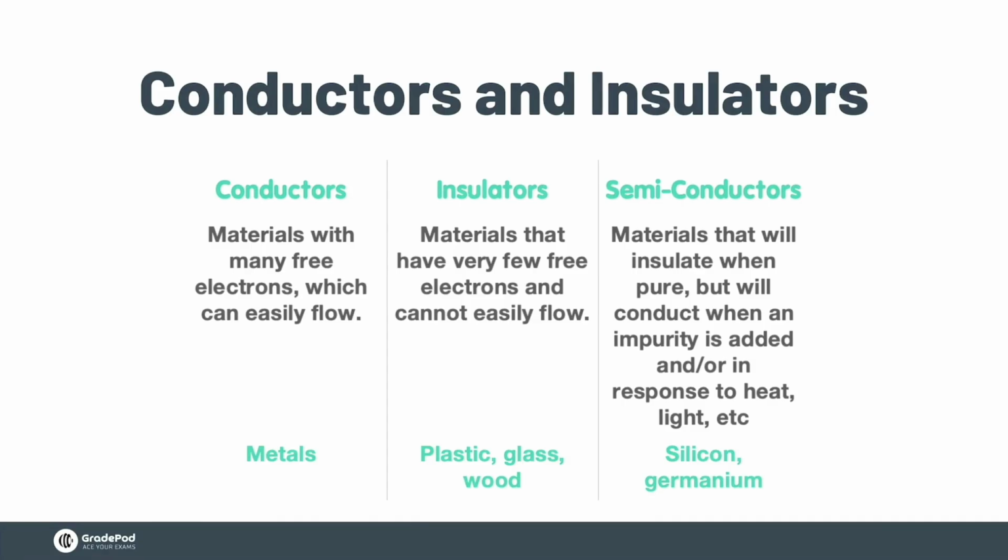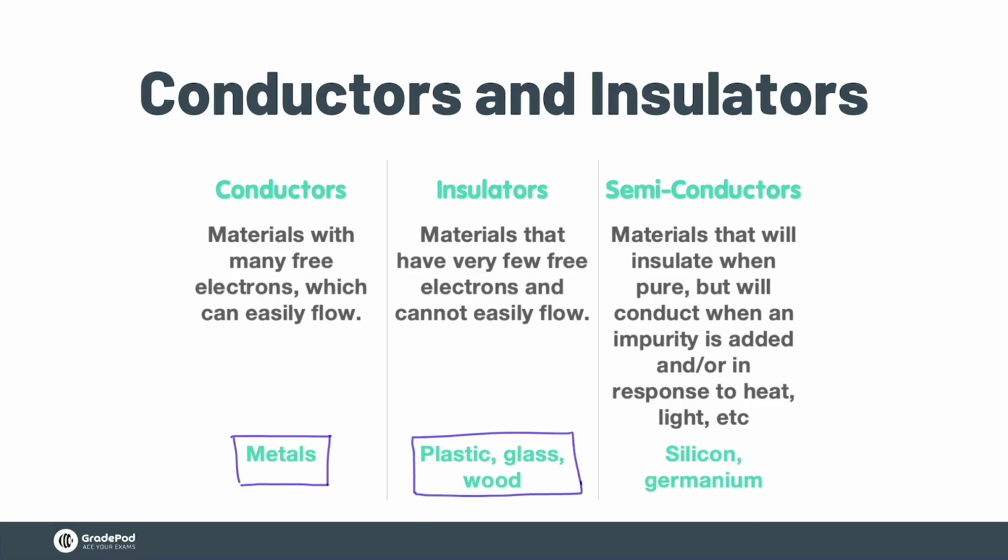The types of materials that will allow this to happen are categorized into three different sections. Conductors. Conductors are materials with many free electrons which can flow easily, and a good conductor is a metal, and we'll have seen that when we studied just electrical circuits.